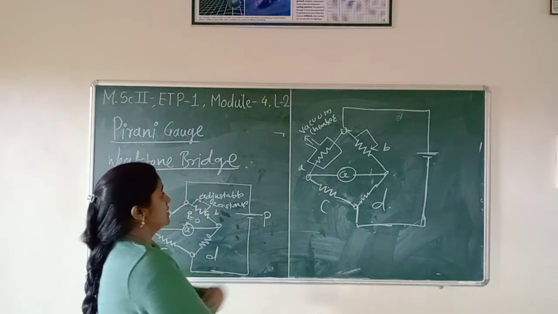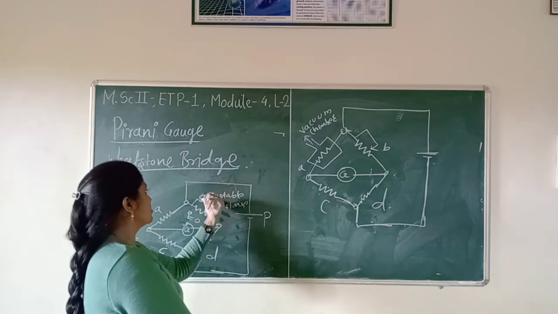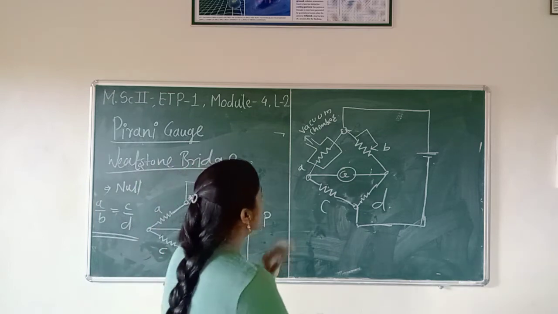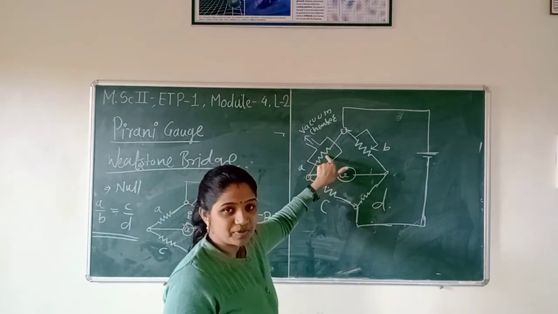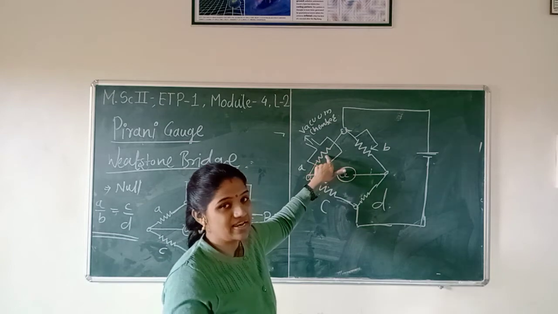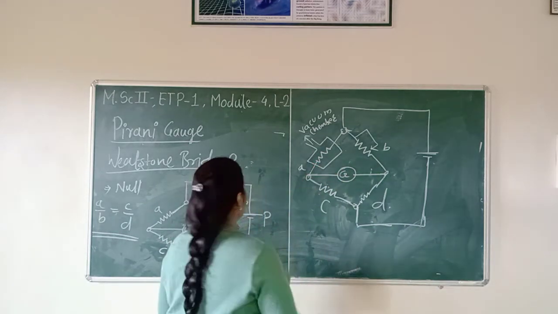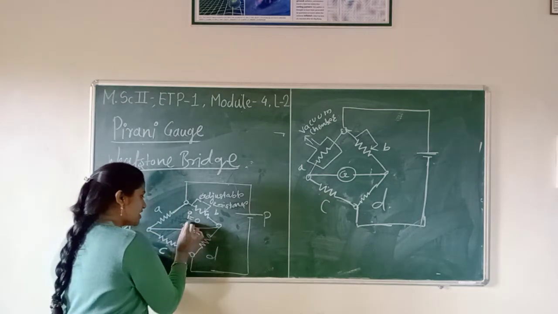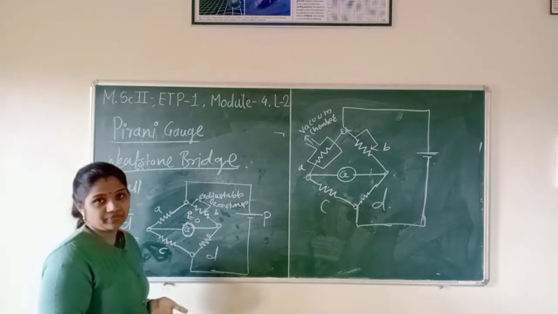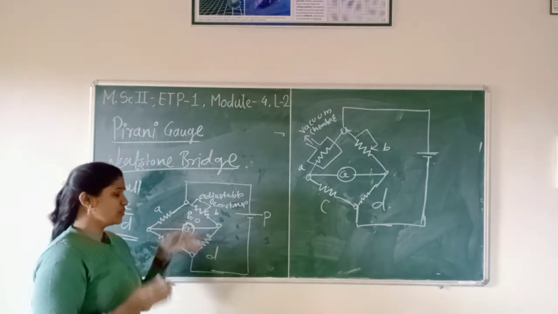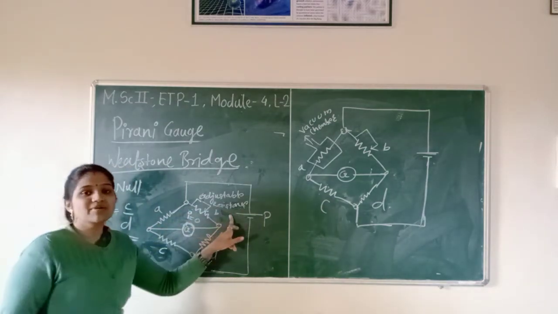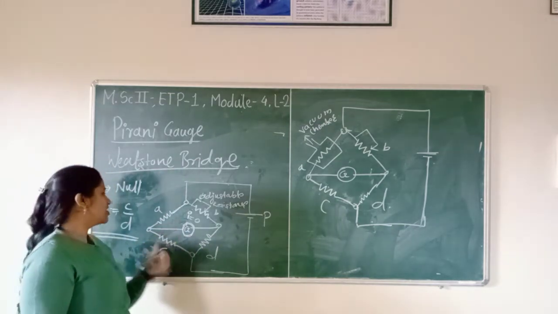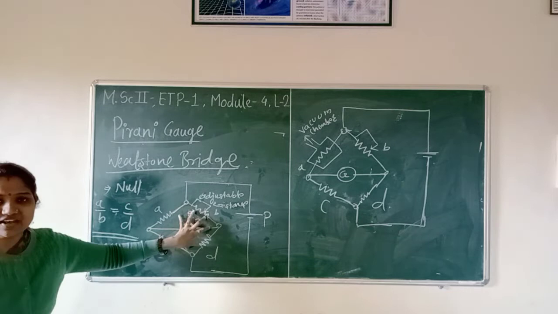Now see here, the Pirani gauge is always working on the Wheatstone bridge principle. First of all, this is a filament of tungsten or platinum. As you saw here, when we give the power supply, the galvanometer shows some value of current. By using the adjustable resistors, we maintain that current I equal to 0, which means we are nullifying or balancing that bridge.